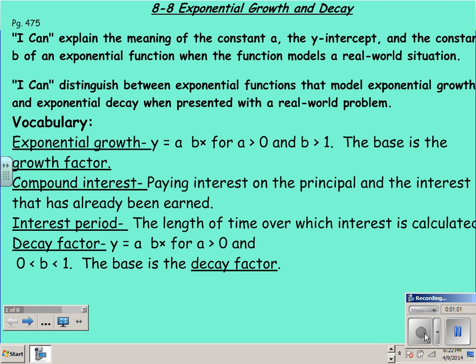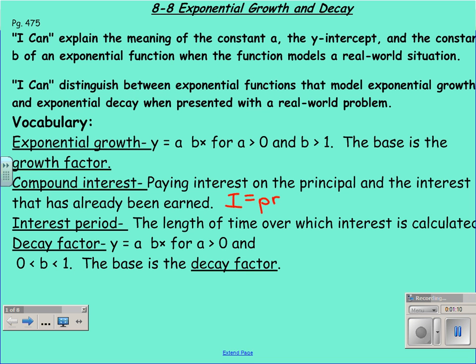Compound interest, paying interest on the principal and the interest that has already been earned. In the past, you've learned the formula I is equal to PRT, or interest is equal to principal times rate times time. Well, that is a simple interest formula. And so what that means is that if you borrow money or if you invest money, you are only making interest on the principal. Well, in a compound interest formula, which is what we're going to be working with today, you're actually making interest on the interest, and unfortunately, you're owing money on the interest. So that's the difference between the two.